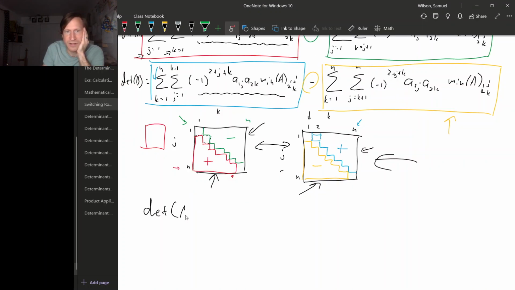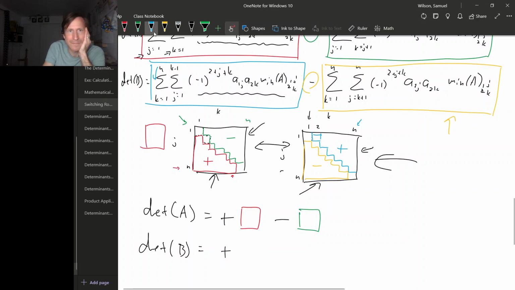Okay, so the determinant of A is the red stuff with a plus in front of it minus the green stuff. And the determinant of B is the blue stuff with a plus in front of it and then minus the yellow stuff.